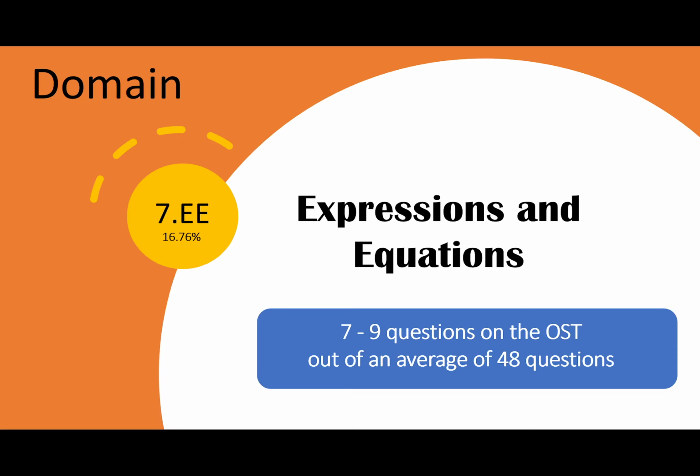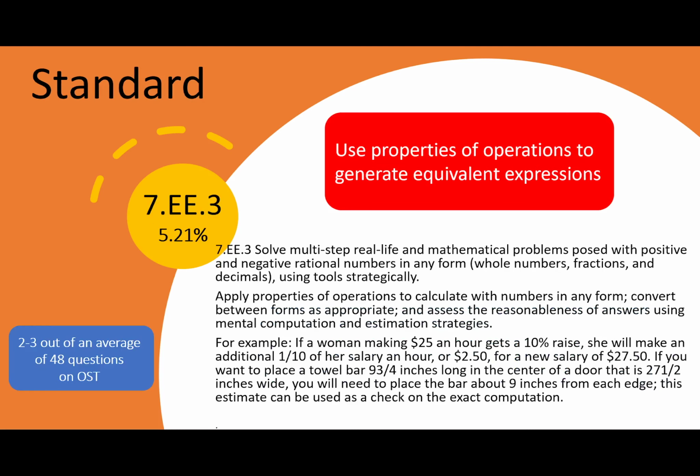Expressions and equations make up 17% of the test questions, 7 to 9 questions out of an average of 48 questions. Use properties of operations to generate equivalent expressions. Standard 7.EE.3. This is a fundamental standard, with 2 to 3 questions on the test. Please pause the video and read the description of this standard.